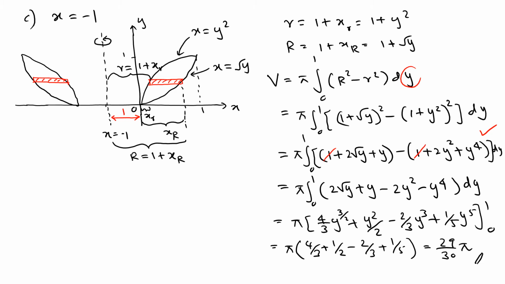Okay, so let's do one last one. Let's do one from another axis. So I'm going to do a y equals 2. So let's do y equals 2. So write it about y equals 2.